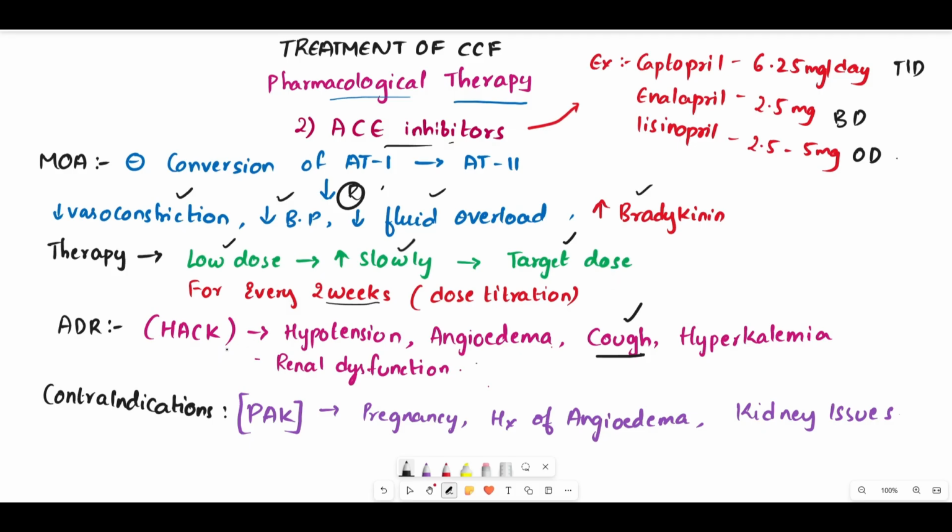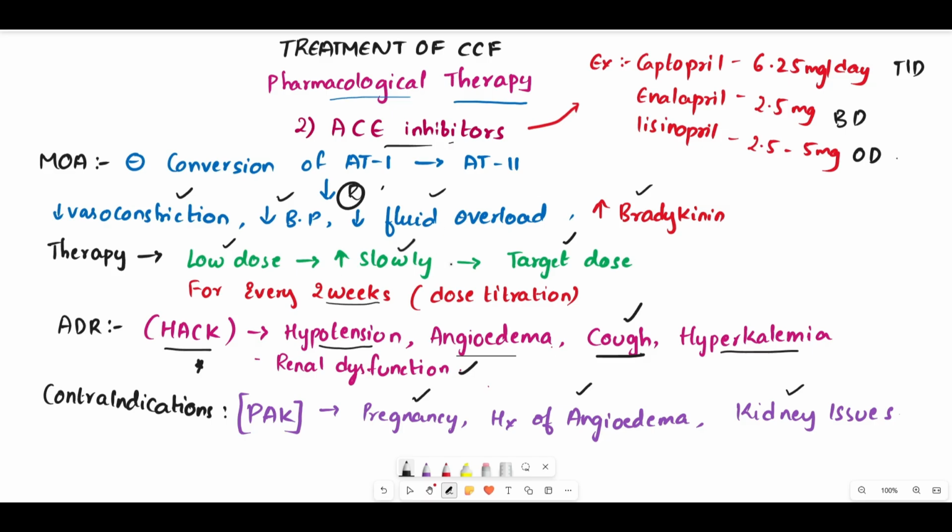And coming back to the ADRs, the main ADRs, to remember that, just remember the trick as HACK. For ACE inhibitors, the side effects trick is HACK. H means hypotension, A means angioedema, C means cough, K means hyperkalemia. Sometimes renal dysfunction can also occur. Coming back to the contraindications, remember it as PAK. So it is contraindicated in pregnancy and in patients who have a history of angioedema, and if the patient is having any kind of kidney issues, ACE inhibitors are not prescribed.